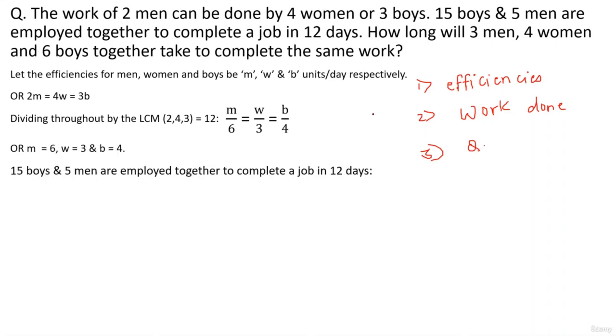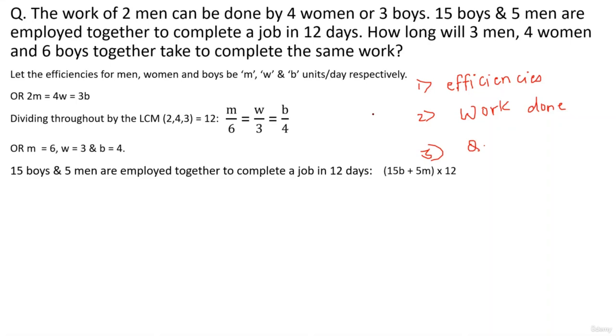So 15 boys and 5 men are employed to complete a job in 12 days. Using this statement, we find out the total work done. Okay. 1 boy, the efficiency is 4 units. Also 1 man, the efficiency is 6 units. So 15 boys and 5 men, the efficiency is what? 15B plus 5M. Okay. ऐसा वो लोग 12 दिन के लिए काम करेंगे, for 12 days.